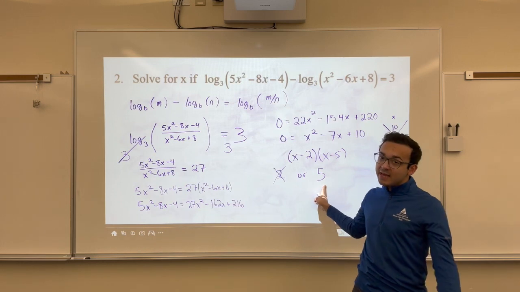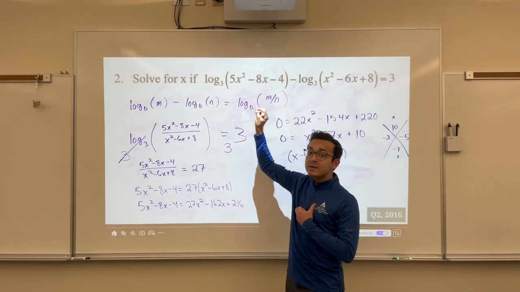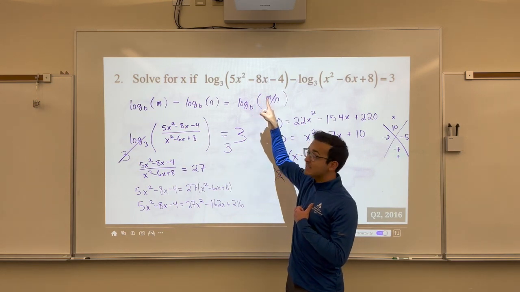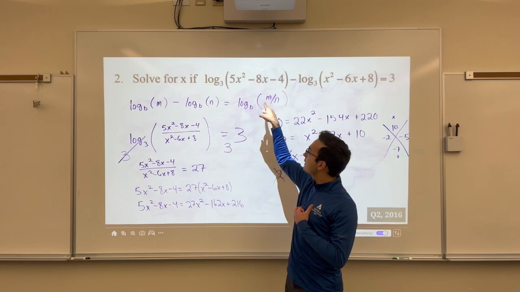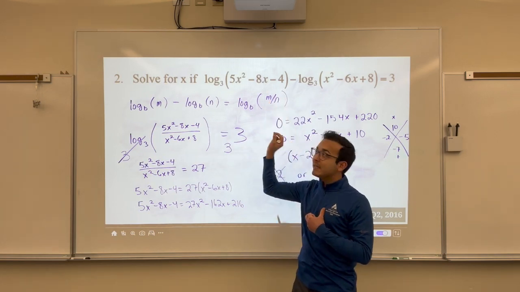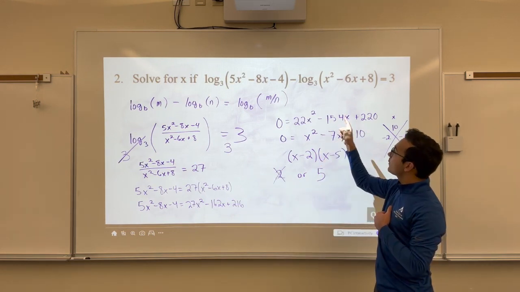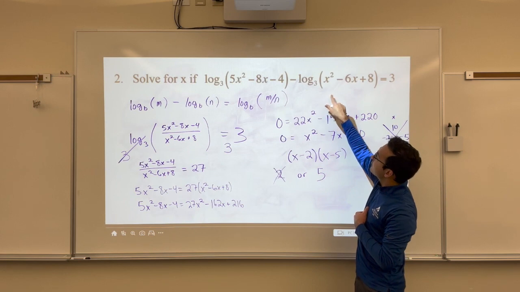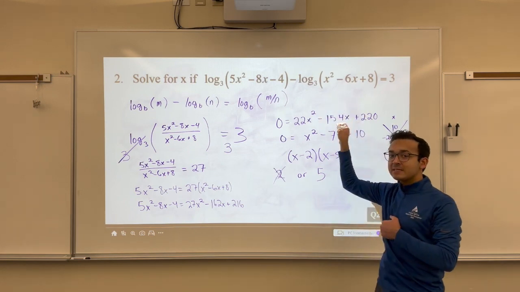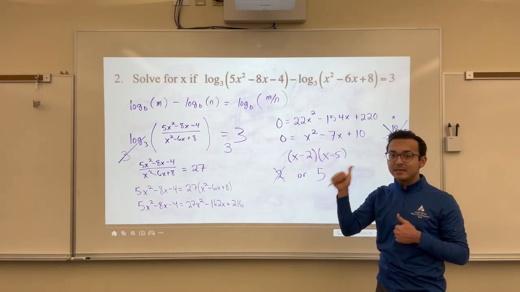Now if we test 5, hopefully it does work. 5 times 5 squared is 125, minus 8 times 5 is 40. So we have 125 minus 40 minus 4, which is 81. So that is a valid input. So over here we have 5 squared minus 6 times 5 plus 8. So we have 25 minus 30 plus 8, which equals positive 3. So again, that's another valid input.